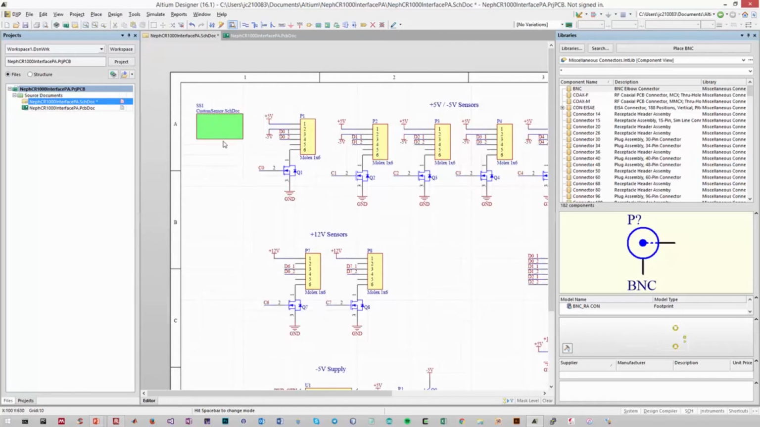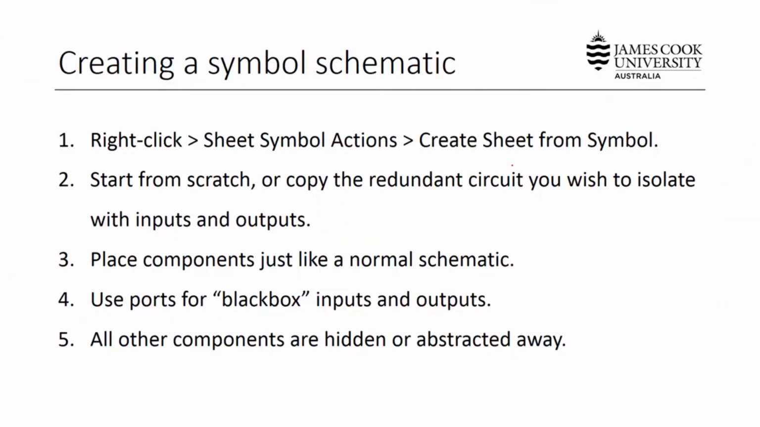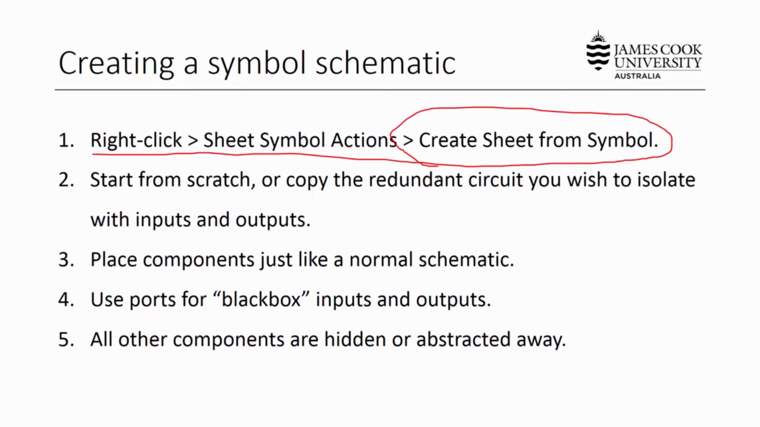Now we need to actually create the circuitry. Well, what we need to do is create the symbol schematic. So actually go into that file name document and create our circuit. The easiest way to do that is to right click the symbol, sheet symbol actions, and then create sheet from symbol. And then you can begin creating your circuit with its inputs and outputs. Or if you're doing what I'm doing in this case, I already have a circuit that I've identified as redundant, and I just want to copy it and paste it into my new sheet symbol schematic. So that's what I'm going to do now.